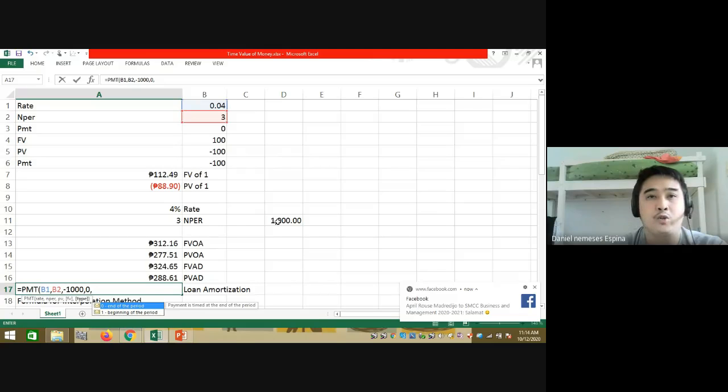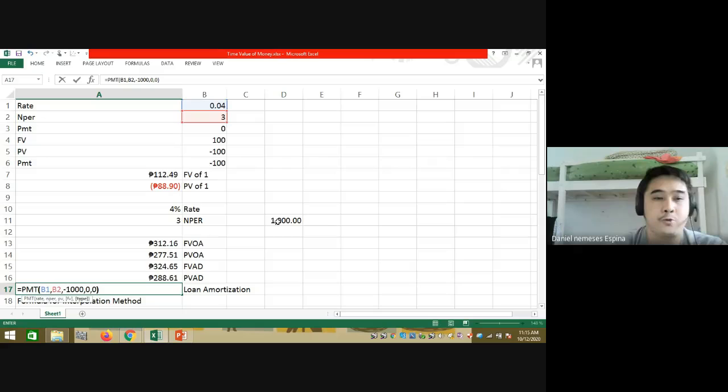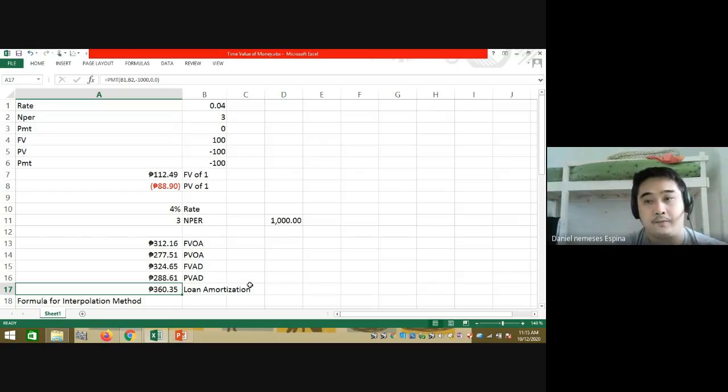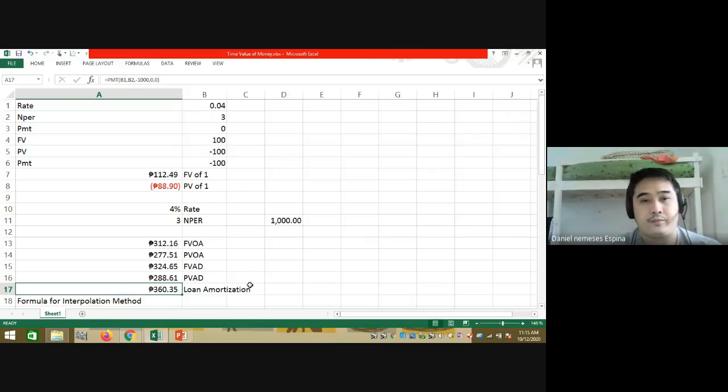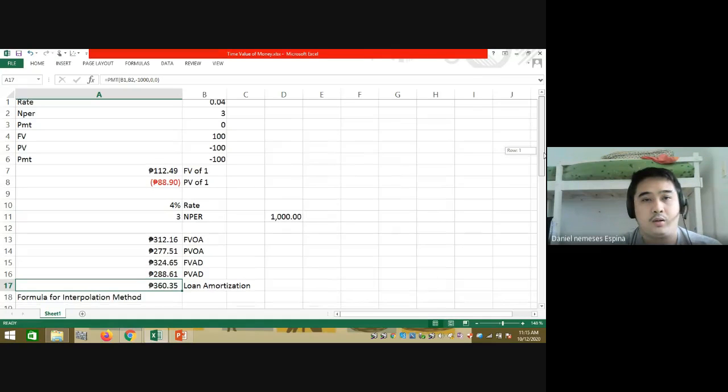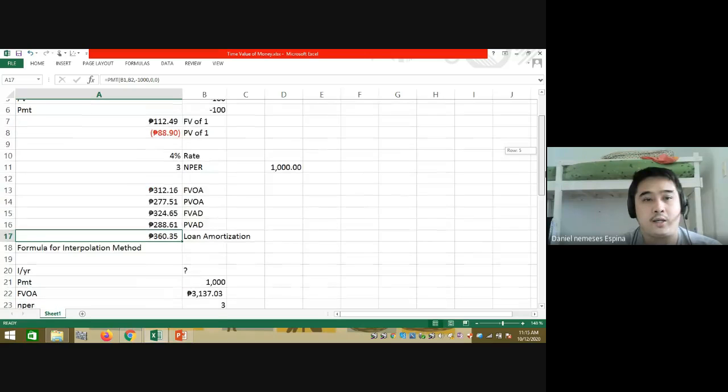So when are you going to start paying? Is it at the beginning of the period or at the end? So if it's at the end of the period, then you type 0. Close. That's 360.35. So every year you will pay 360.35. So that's already inclusive of the interest. Okay, so that's for the Excel.